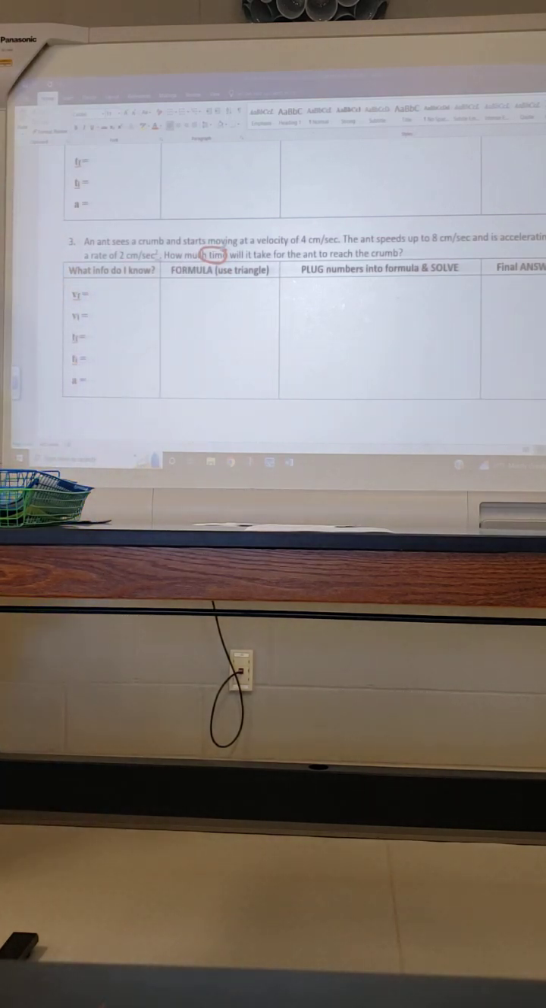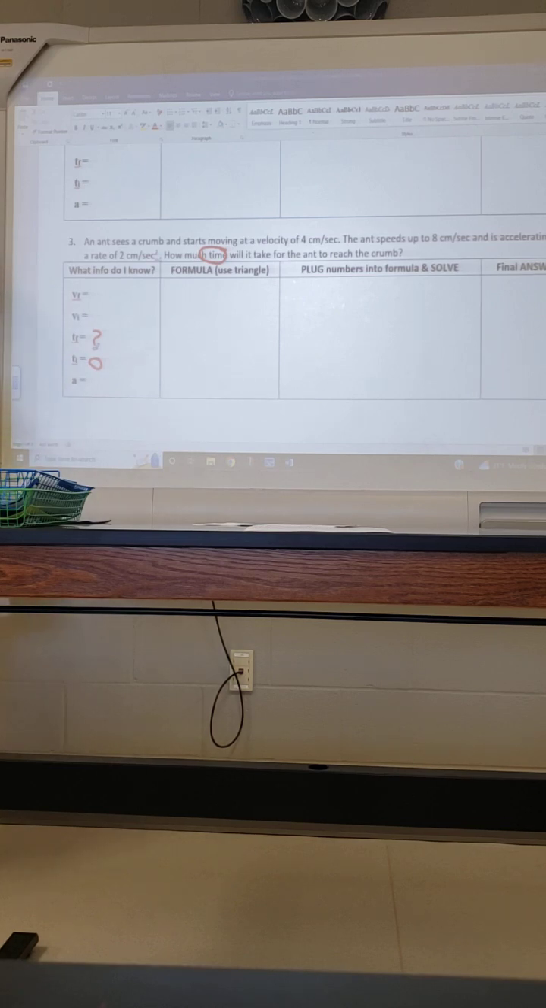So, what do you think our initial time is? 0. It's going to be 0, right? So, we want to know the period of time. How long did it last? So, we're really concerned with just that final. So, that is my unknown.